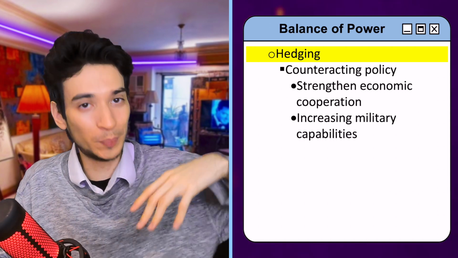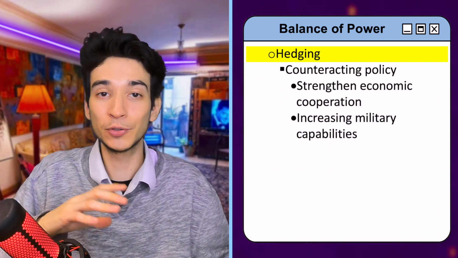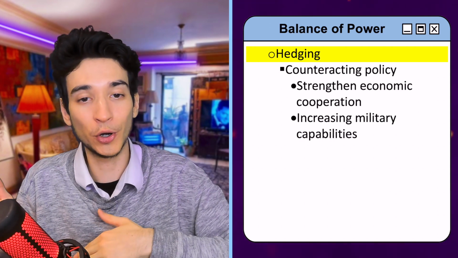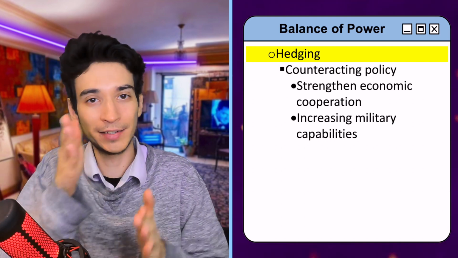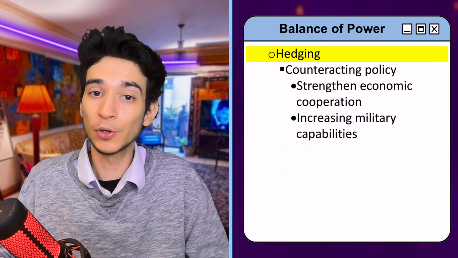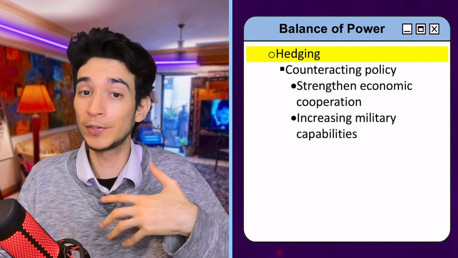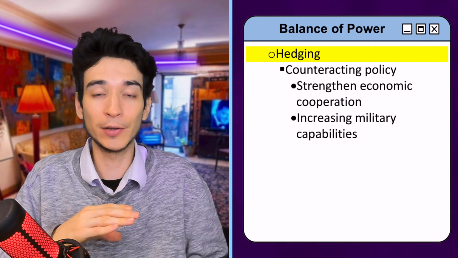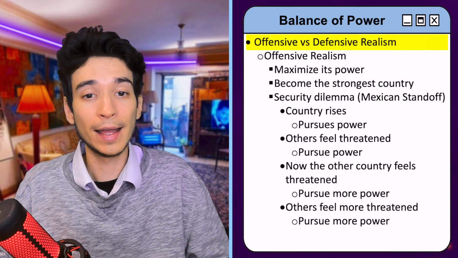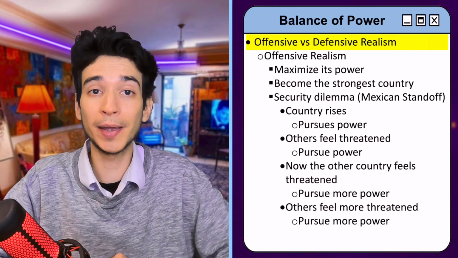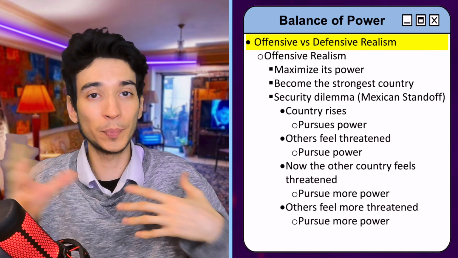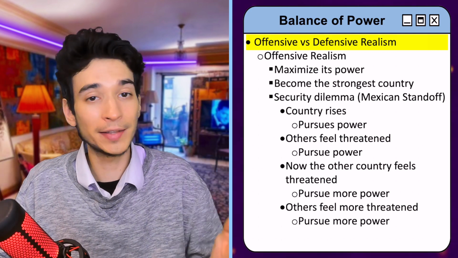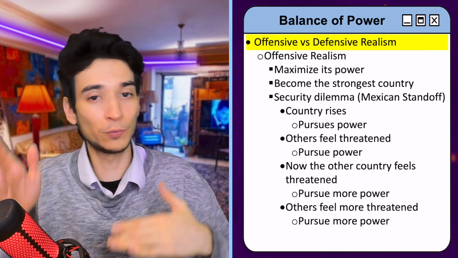It's not totally balancing against the country, and it's not totally allying itself with the country that it sees as a threat. It's kind of like somewhere in the middle. So to identify a country's strategic choice, it's important to examine their military as well as their economic power. And there are also two perspectives related to the balance of power issue. There's offensive realism and defensive realism.